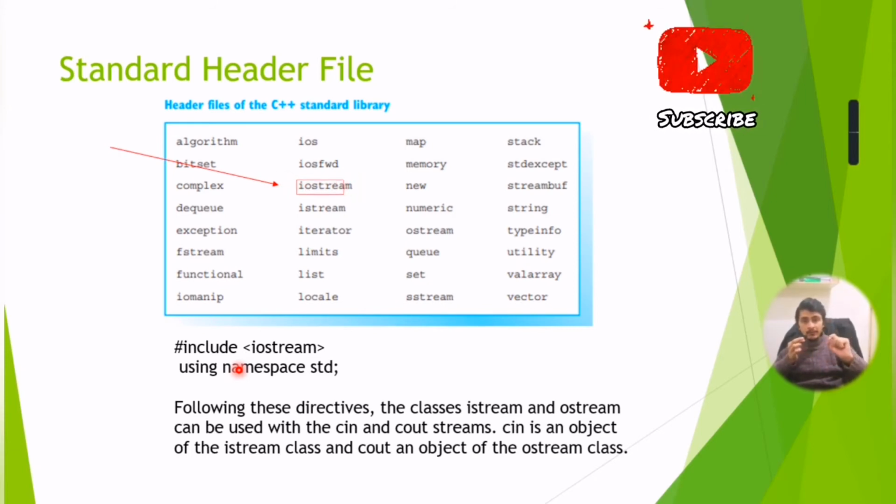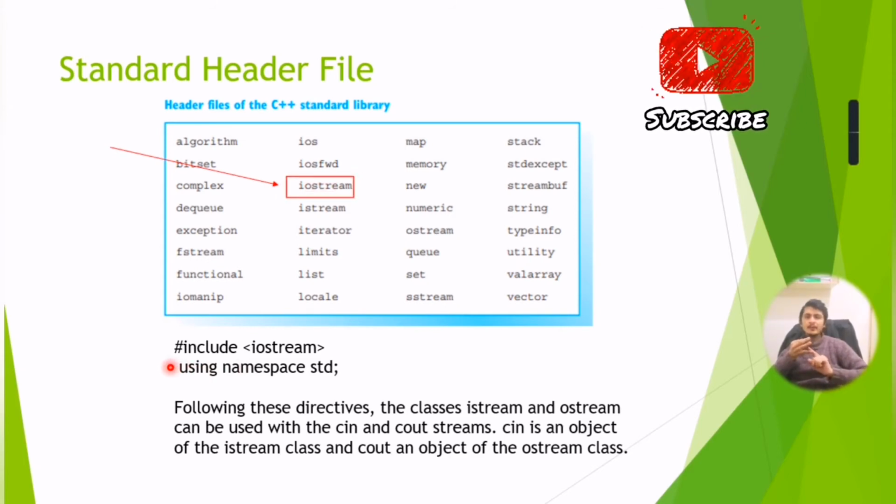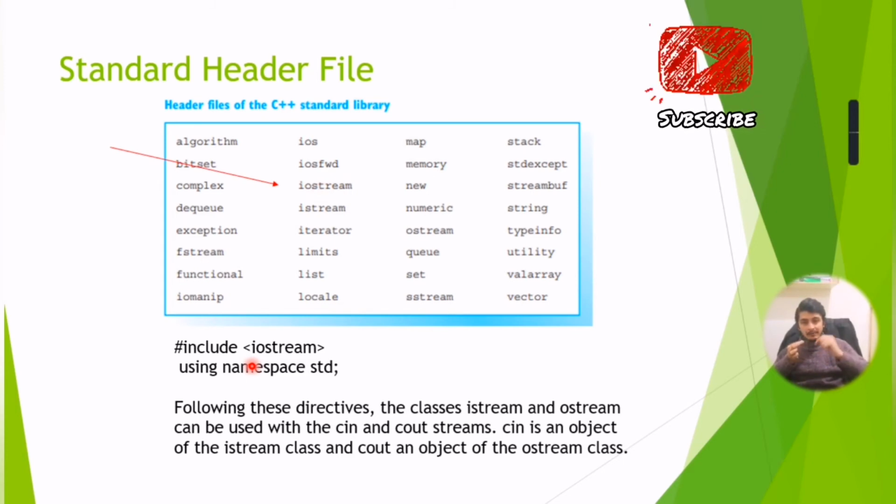So the input output stream is basically a storage of some input or output variables, and you are just directing the C++ program that I'm going to use input output streams now in my program. That's why we put the hashtag, and that activates the preprocessor. Include means I'm going to include input output stream values in my program, and using namespace std means that I am going to use the standards assigned by the C++ library in my program.